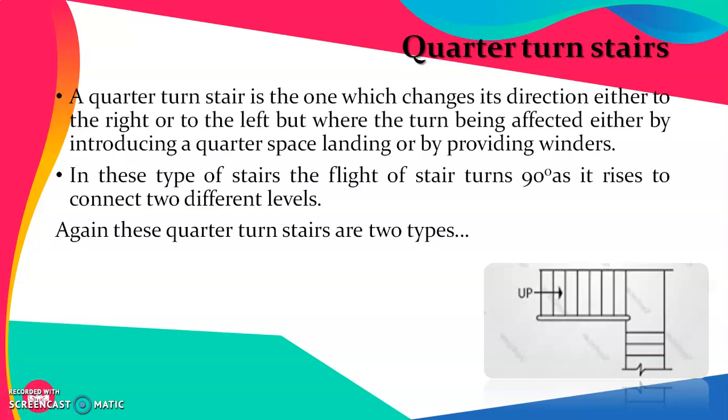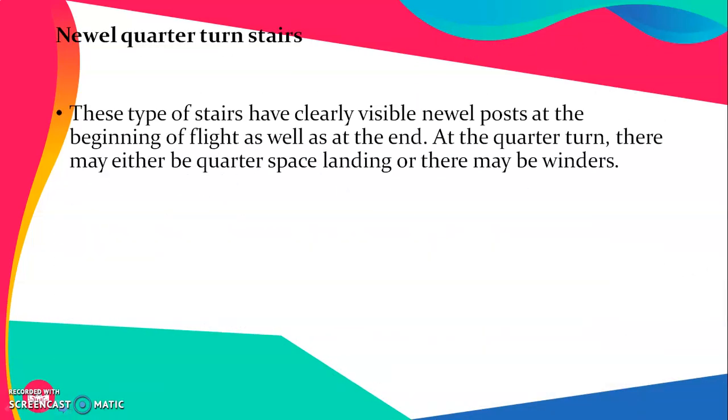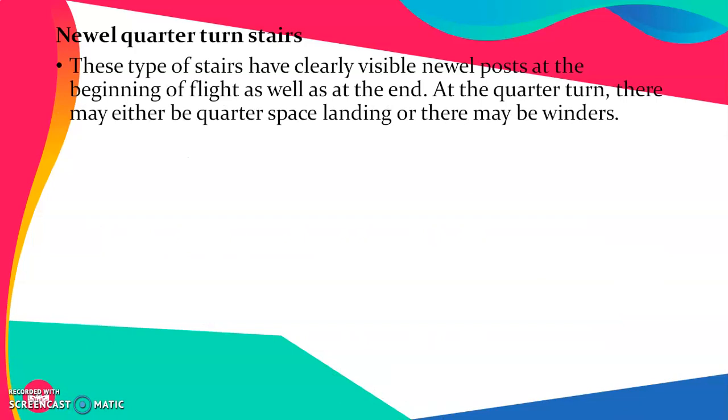Again, these quarter turn stairs are of two different types. One is called the newel quarter turn stair, while the second is called the geometrical quarter turn stair. Newel quarter turn stairs have clearly visible newel posts at the beginning of a flight as well as at the end of a flight. At the quarter turn, there may either be a quarter space landing or there may be winders. Geometrical quarter turn stair.